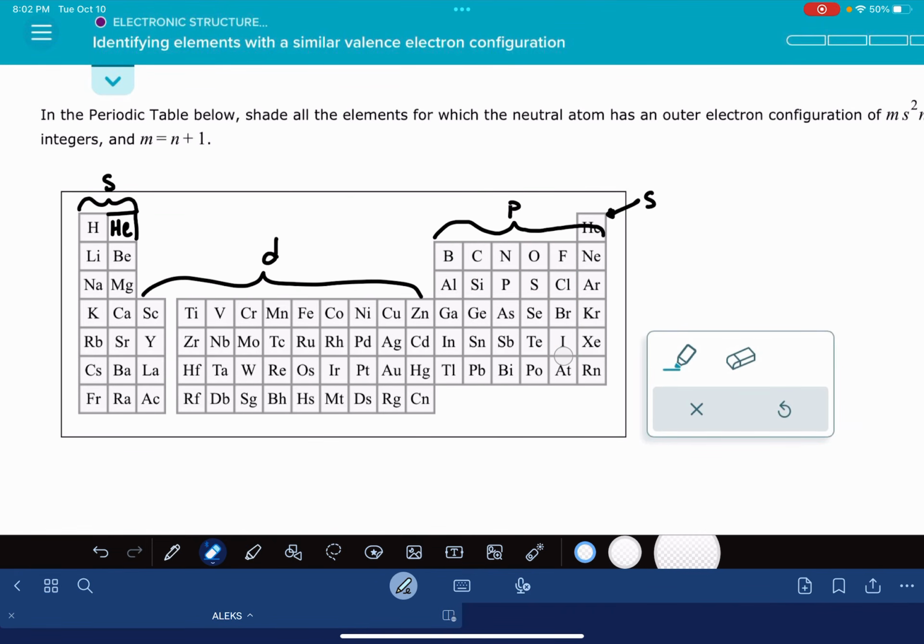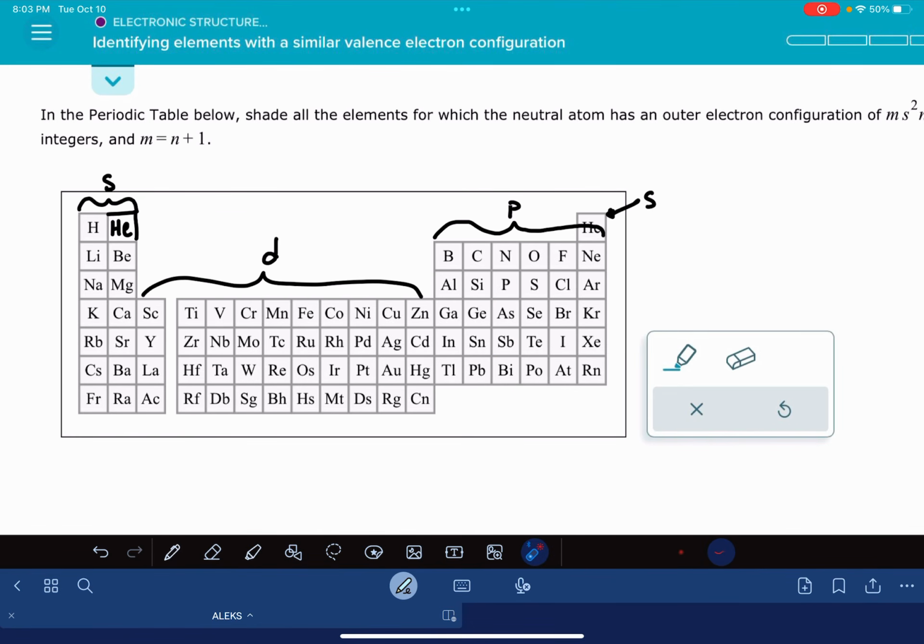And then it could also say a half full P subshell. Remember that there are a total of 6 electrons in the P shell. So a half full P subshell would be the elements that have a P3 electron configuration.